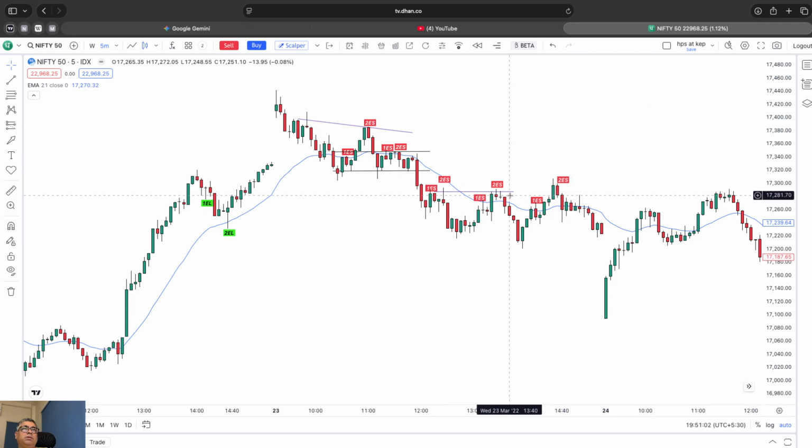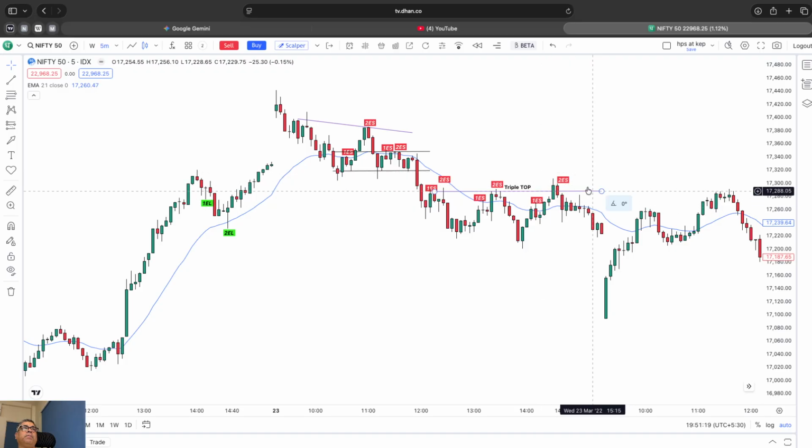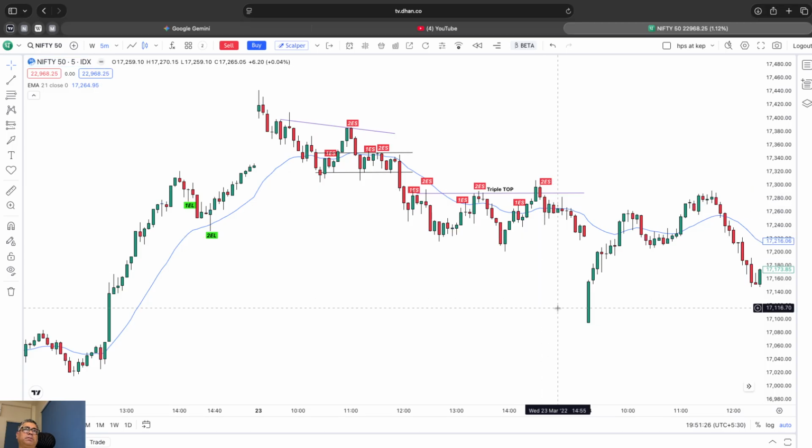While here, third touch, it's like a triple top. It's better than a double top. It's a triple top. This was a very good entry for short. The market was about to get closed. You could have skipped this one.